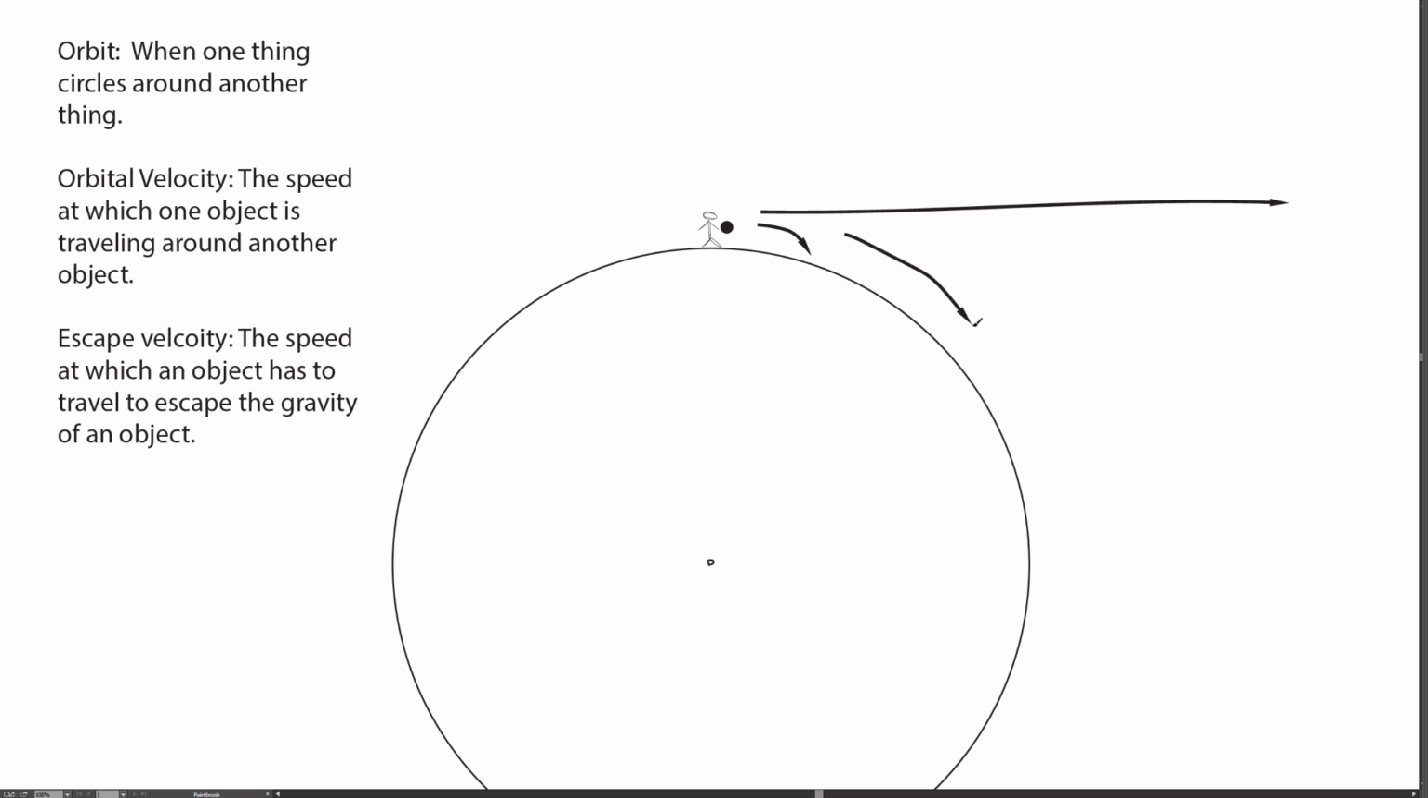At this speed, at orbital velocity, the object will be in a stable trajectory and will remain in orbit until something brings it out of orbit.